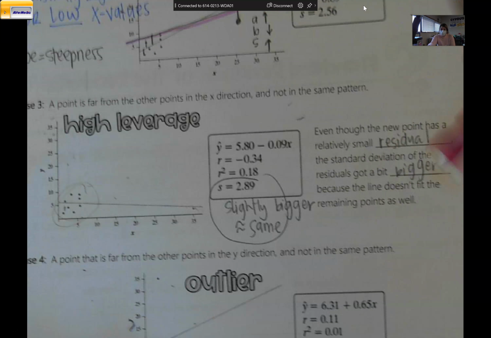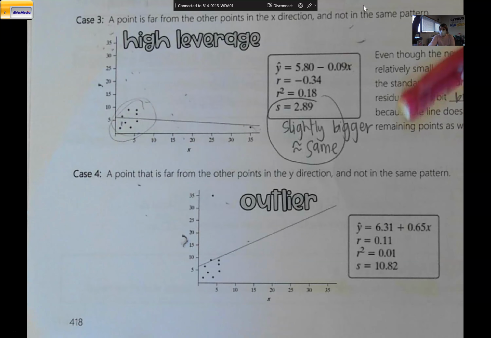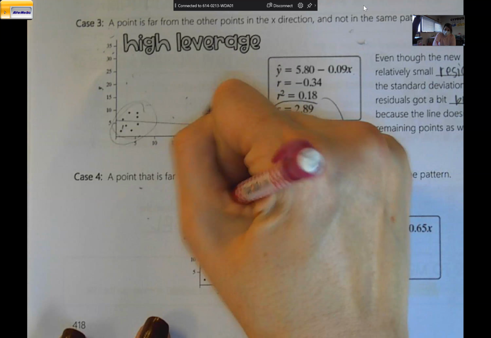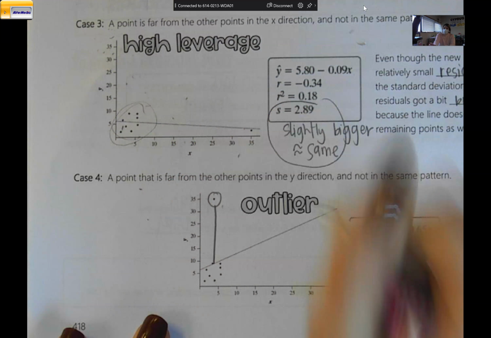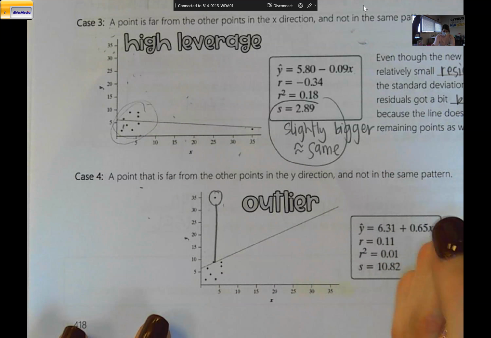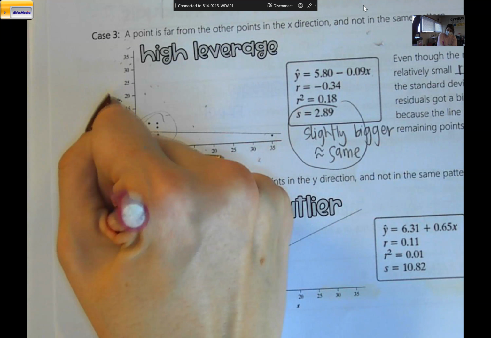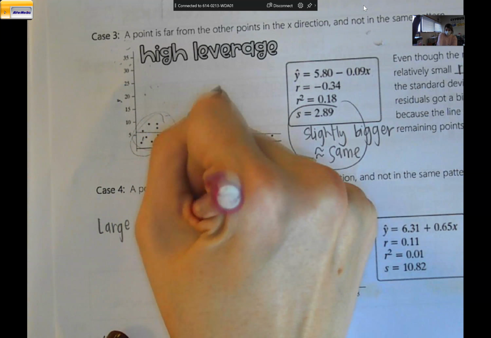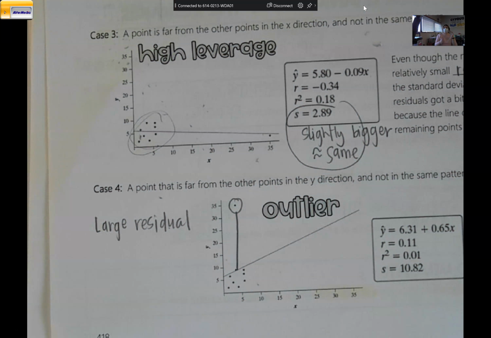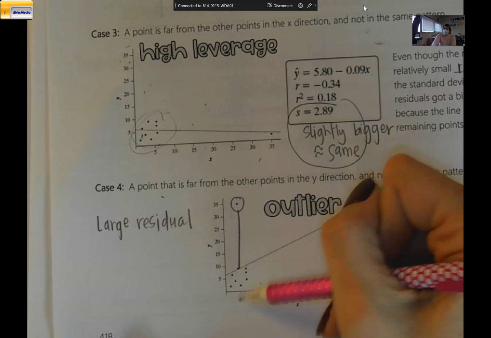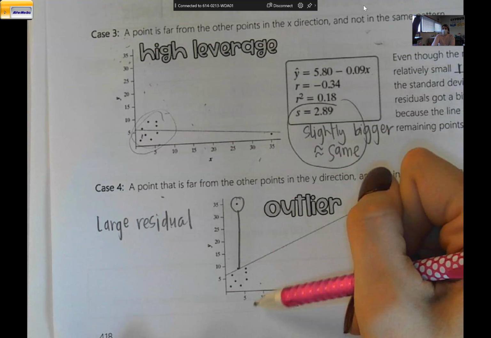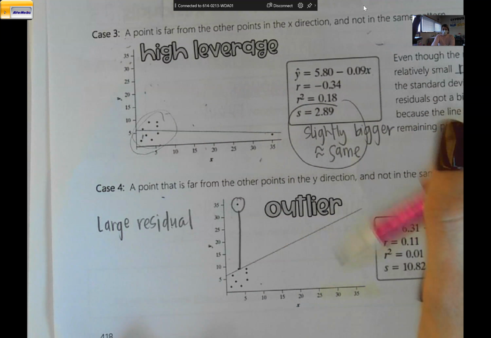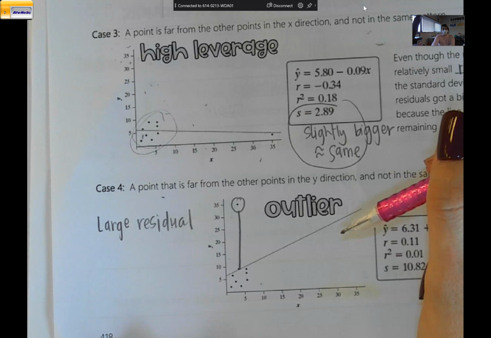And then lastly, you have the case of the outlier. And what makes this guy an outlier is two things. Number one, his residual is very large. So, large residual. But the other thing to notice is he does not have an unusually large X value. He is in the same interval that the rest of the X values are in. Does that make sense, what's happening there?